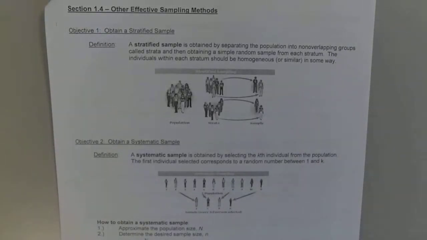Do you guys know what the word stratified means? Kind of layered or chunked, like strata, you know, crust, mantle, that kind of stuff. So a stratified sample is obtained by separating the population into non-overlapping groups called strata, and then obtaining a simple random sample from each stratum. That's just the singular. The individuals within each stratum should be homogeneous or similar in one way.